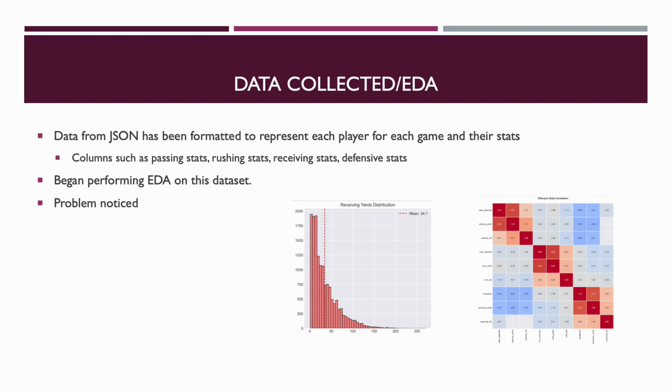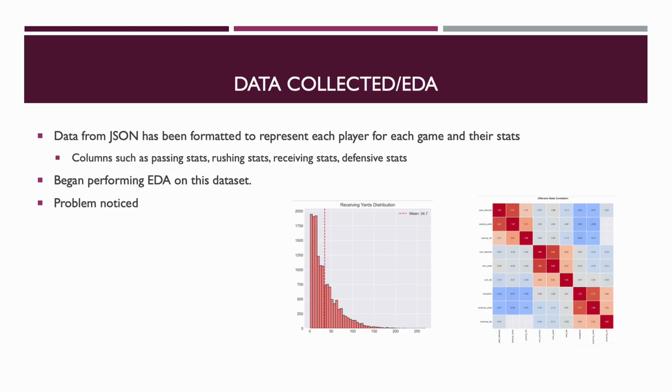So within the CSV, each row represents a player for each game and their stats. These stats include things such as passing, rushing, receiving, and defensive stats. And then from there, I began my performance of the EDA of the data set. For my Capstone specifically, I wanted to focus on receiver stats, so I mainly looked at EDA around that.